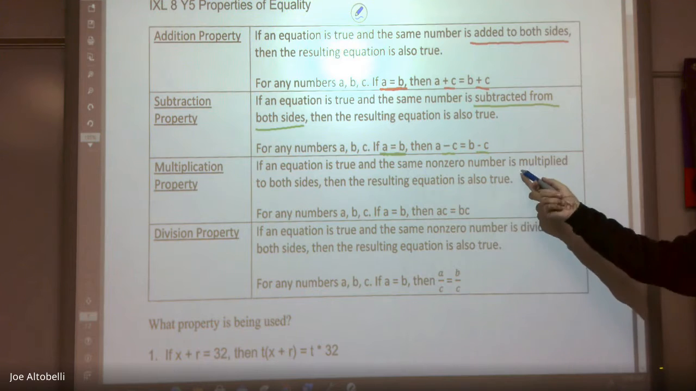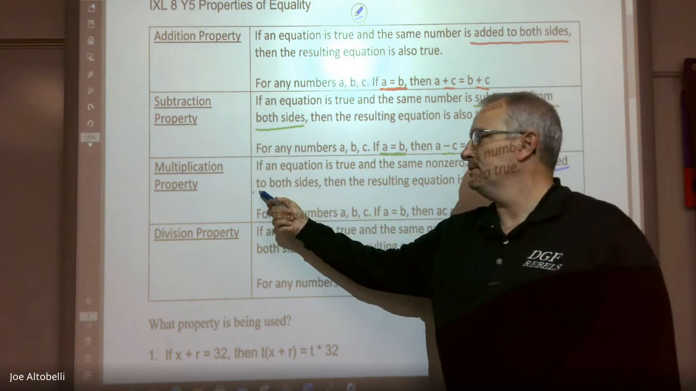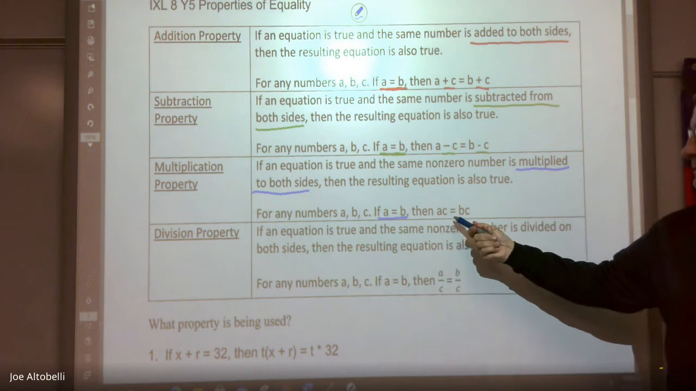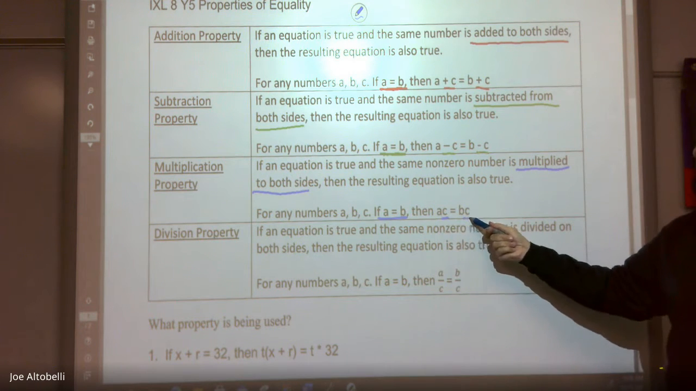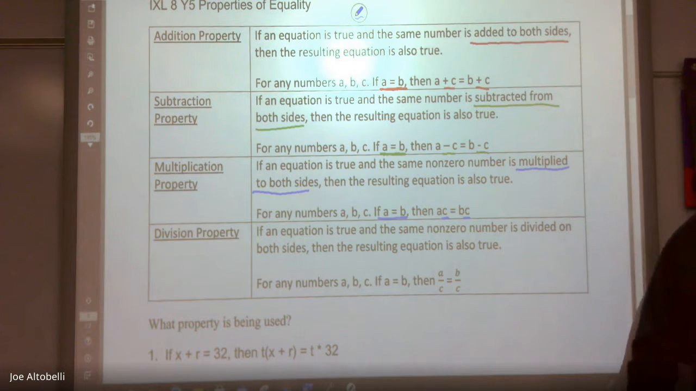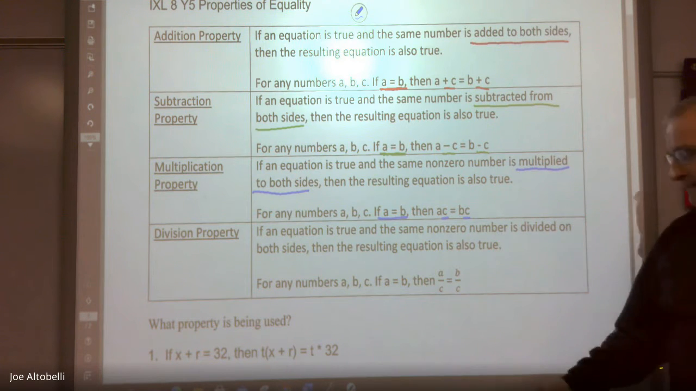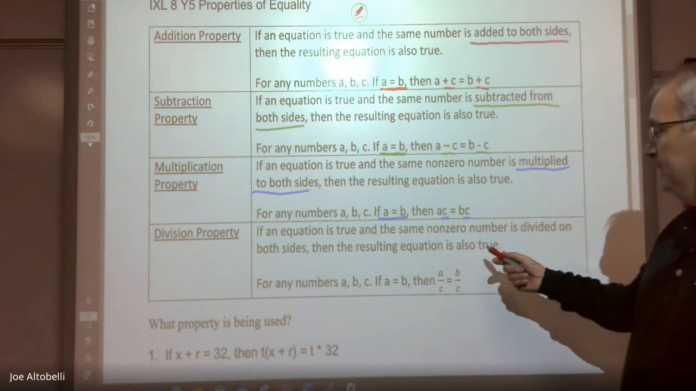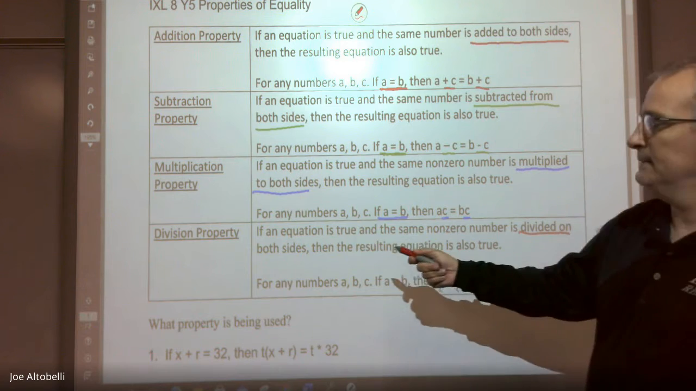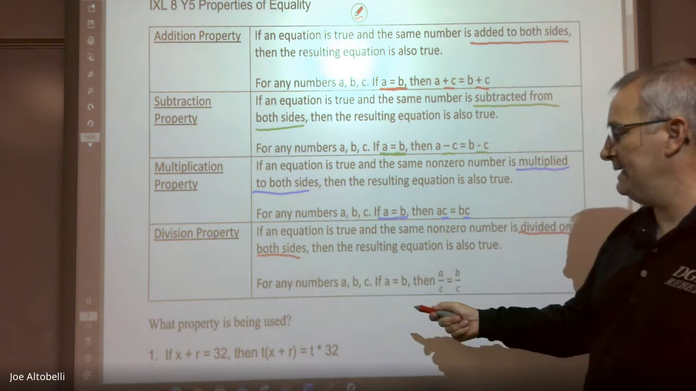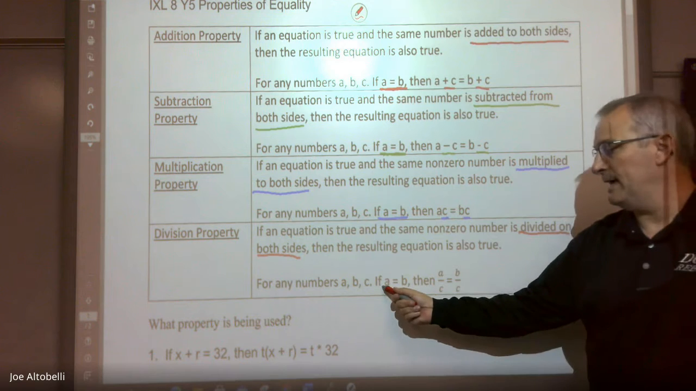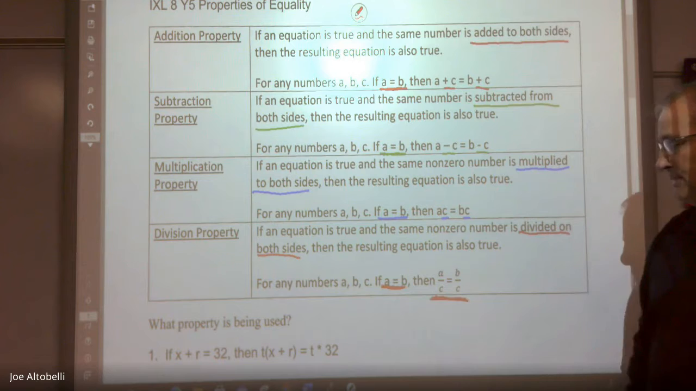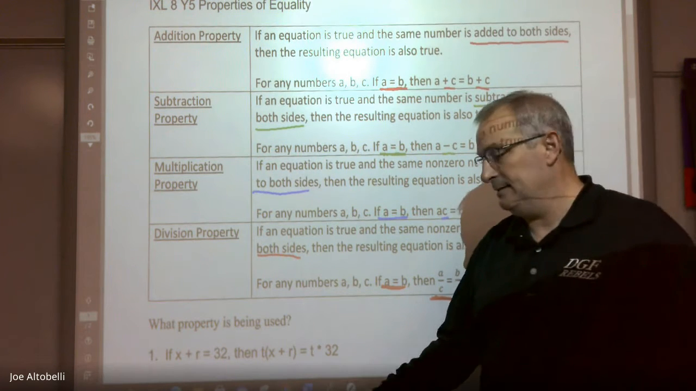Multiplication, multiplied to both sides. A equals B. So then notice we're multiplying both sides by C. And then the division property, divided both sides. So if we have A equals B, we're dividing both sides by C.